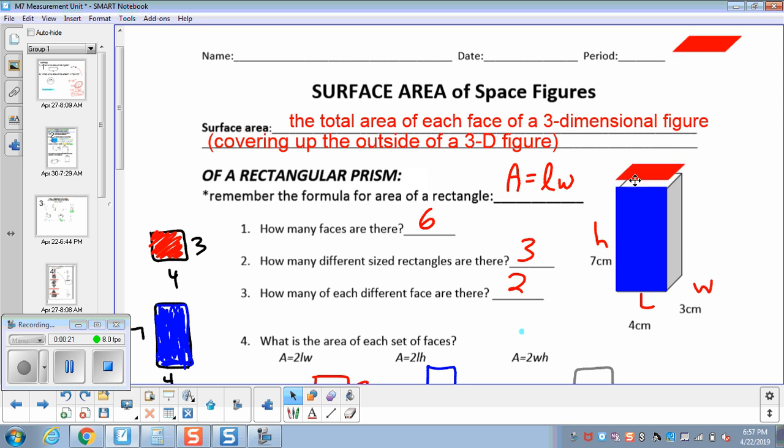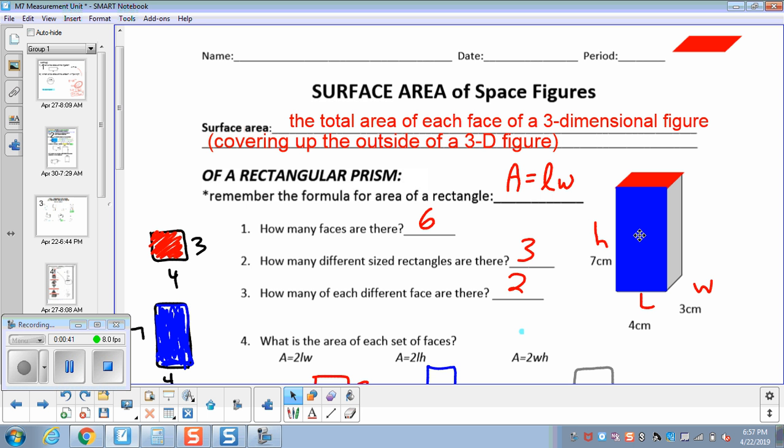When we cover up the top, we are also going to double that red area because we want to cover up the bottom. And then this gray part that's left over would be the side, and we're going to double that because there's also another gray side over here that we can't see. So that's where I get the 6 total faces. There are 6 total faces on this, and there are 3 different size rectangles.